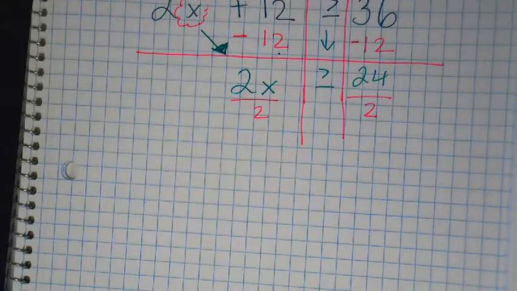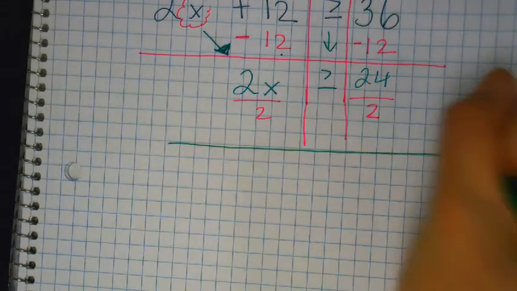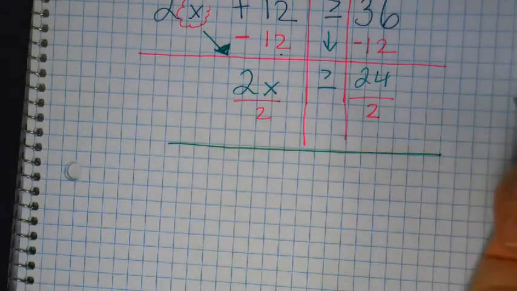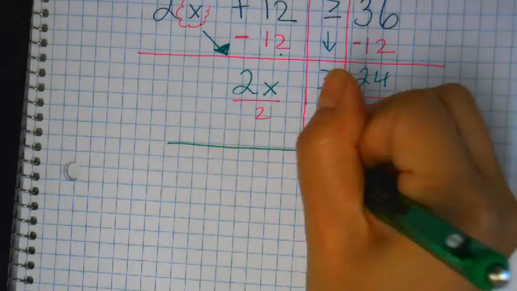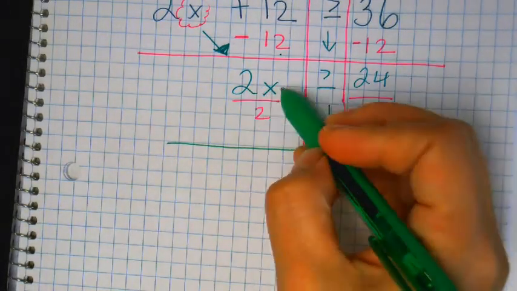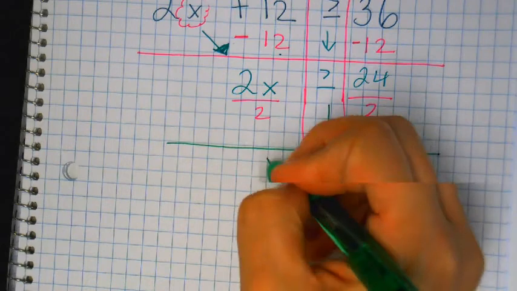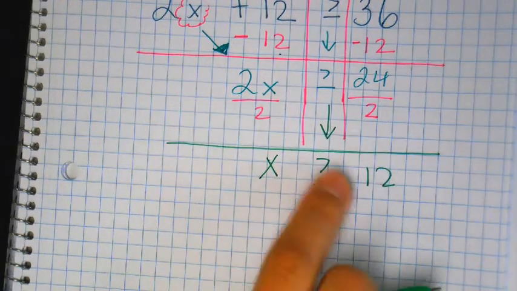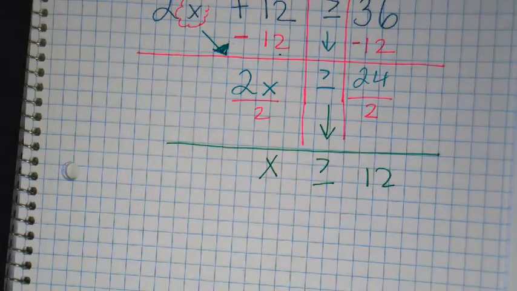Okay? So 24 divided by 2? 12. Bring down the greater than or equal to. 2x divided by 2? X. So x is greater than or equal to 12. And that's it. Now let's graph it real quick.